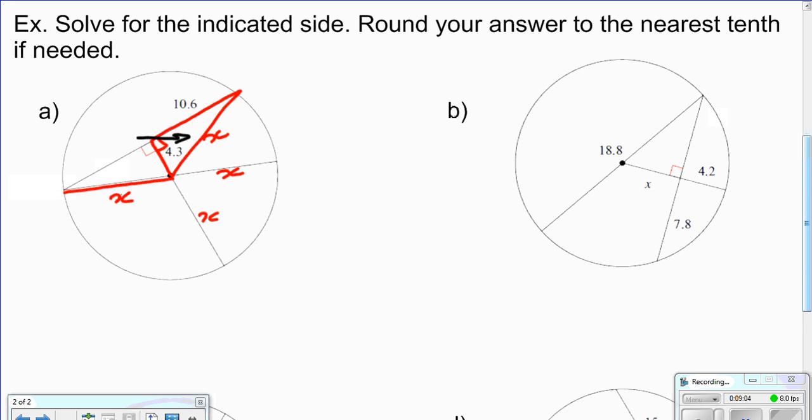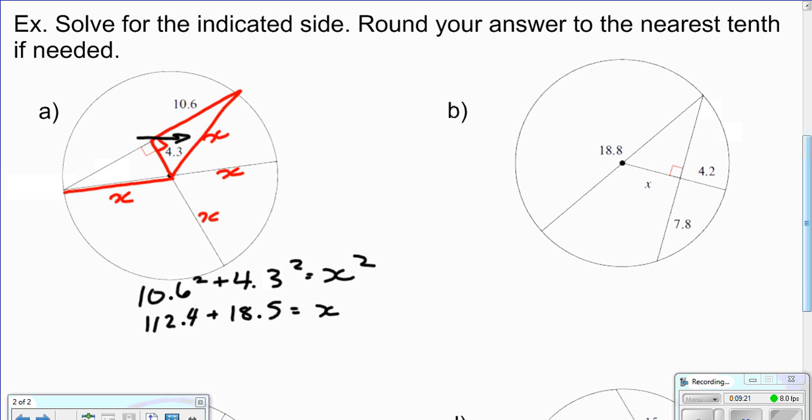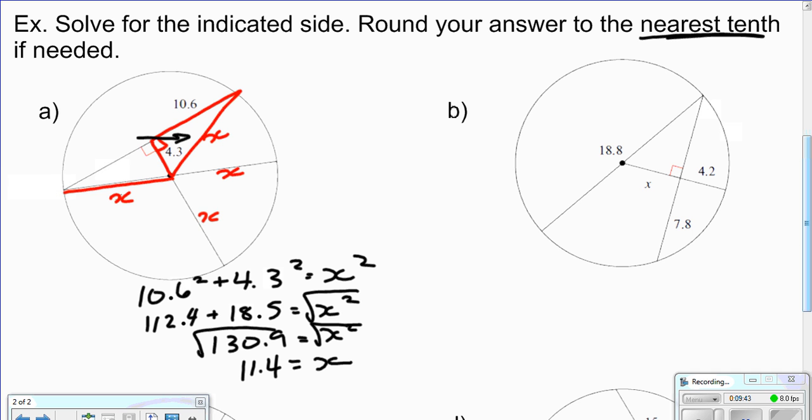Okay, and x is actually the hypotenuse. So we're going to add the squares of the 2 smaller side lengths to tell us the square of x. Oops, I guess I skipped a step. 130.9. And so we're going to square root that. And so x has a length of 11.4 when we round. And we're rounding to the nearest 10th, again, for all of these answers. So that's it. That's our missing side length.